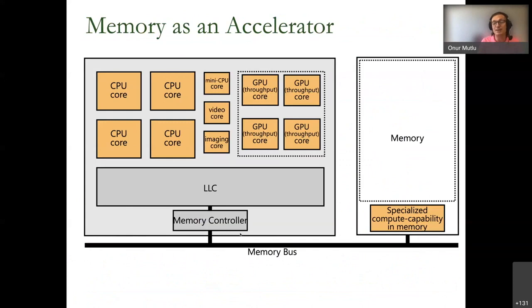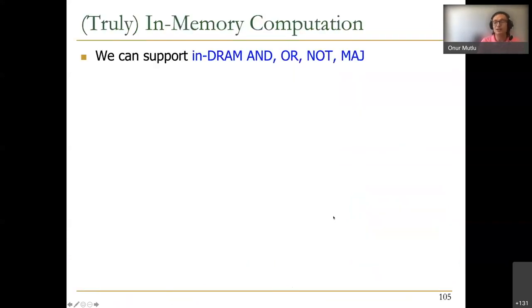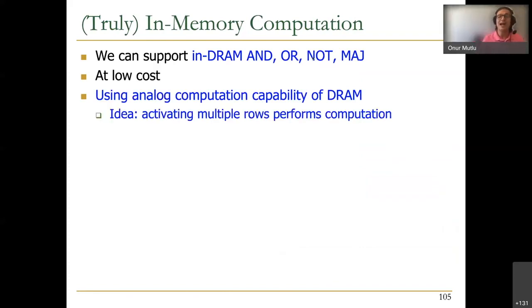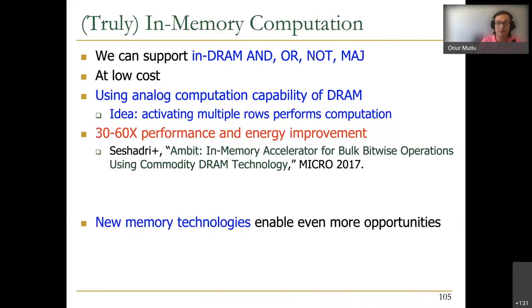But we're thinking about memory as an accelerator now. We want to add specialized computation capability inside the memory, and the memory can do this computation very efficiently without disturbing the processor. It's very similar to a conventional accelerator, except it's much more efficient because it doesn't have the memory bottleneck. Okay, so similarly, we can do in-memory computation. We can do in-memory bitwise operations: majority, AND, OR, NOT. I'm not going to go into the details of how we do it, but we essentially exploit the analog computation capability of DRAM. Activating multiple rows performs computation, and this leads to a 30 to 60x performance and energy improvement in each operation. And you can take a look at this paper if you're interested again.